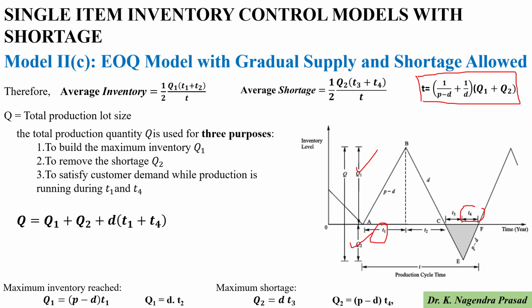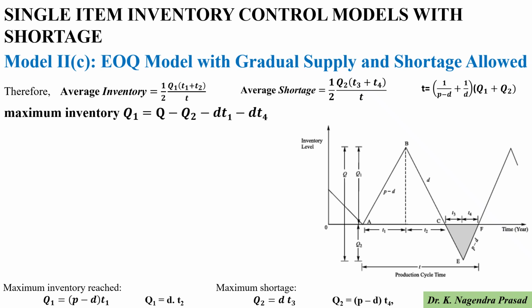So capital Q equals Q1, the maximum inventory, plus Q2, the maximum shortage, plus the customer demand in the T1 as well as the T4 time period. So Q equals Q1 plus Q2 plus D into (T1 plus T4). From this equation, Q1, that is the maximum inventory, equals Q minus Q2 minus D T1 minus D T4. Next we have to substitute the T1 and T4 values.